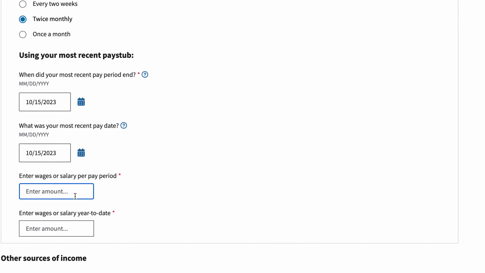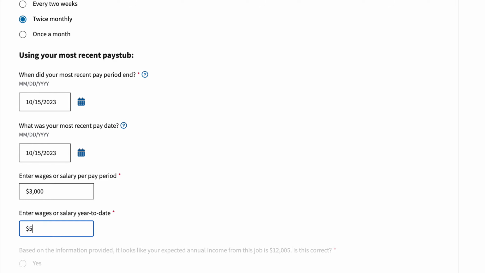So what did he get per pay period? Let's just make this a nice smooth number. Let's say that he gets $3,000 per pay period. And his salary to date would be, we'll have to do a calculation, if he gets $3,000 every pay period. So that would be $57,000.